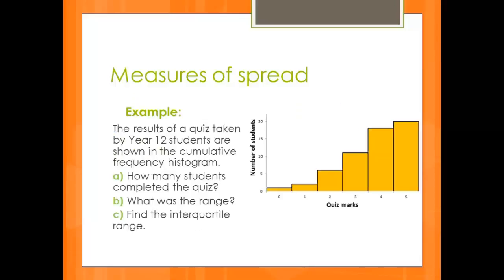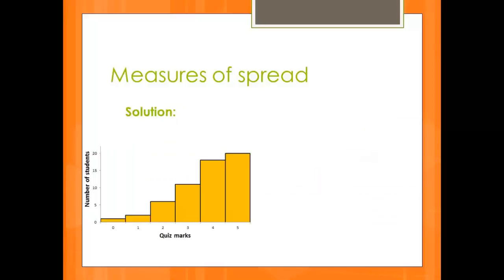This cumulative frequency histogram shows us the quiz results of some Year 12 students. We have to answer how many students completed the quiz, what is the range, and we also need to find the IQR. So looking at our histogram, we can see that that last column reaches as high as 20. This tells us that 20 students completed the quiz, since this column shows us the sum of all the frequencies.